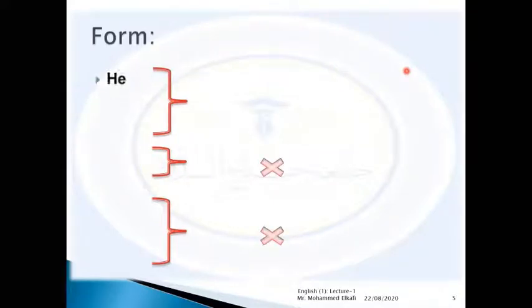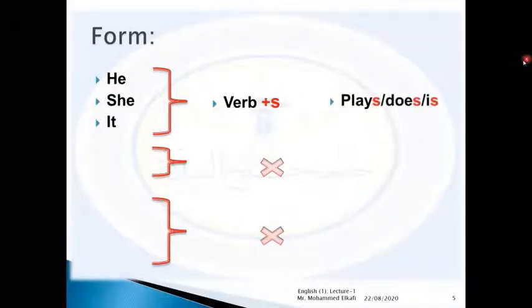So what about the form? Here we use with he, she, and it, verb plus s. As in play, it will be plays. We'll say he plays, she plays, it plays, and he does, she does, and also it does. We are going to study where we add this es to do. And also we can say he is, she is, and it is, okay.